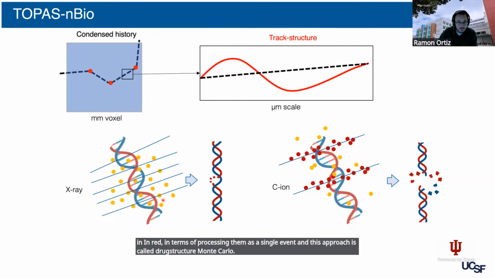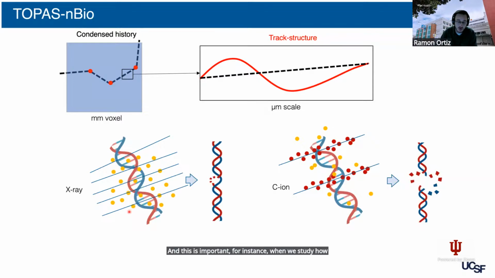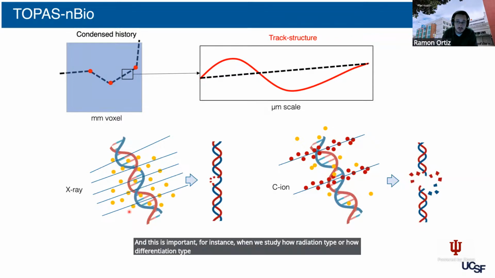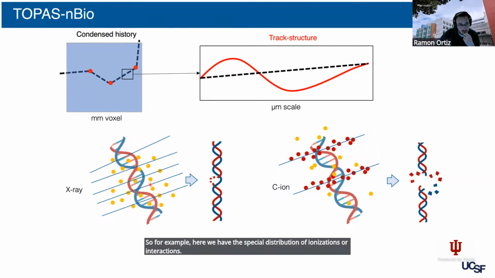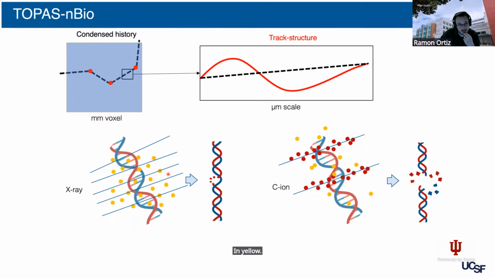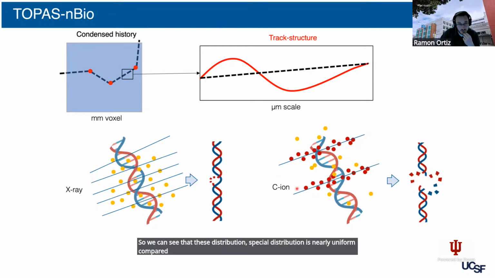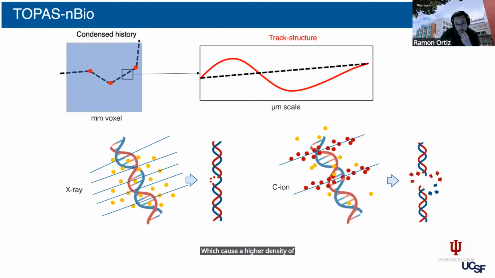And this is important, for instance, when studying how different radiation types of different energies can lead to different biological outcomes. So for example, here we have the spatial distribution of ionizations or interactions in yellow produced by typical X-rays used in radiotherapy. So we can see that this spatial distribution is nearly uniform compared to the one for heavy charged particles like carbon ions, which are also used in radiotherapy, which cause a higher density of ionization along the particle track.